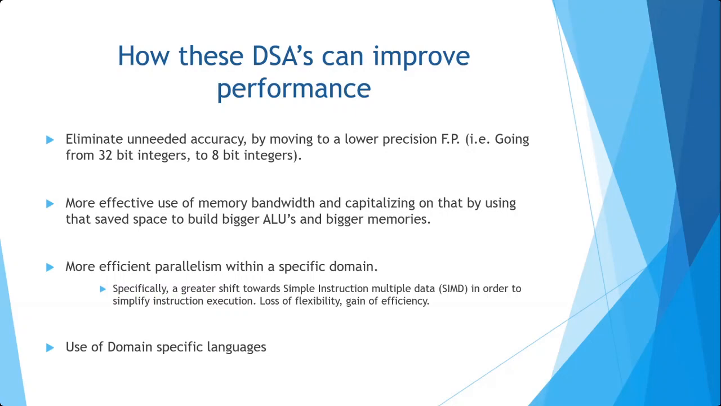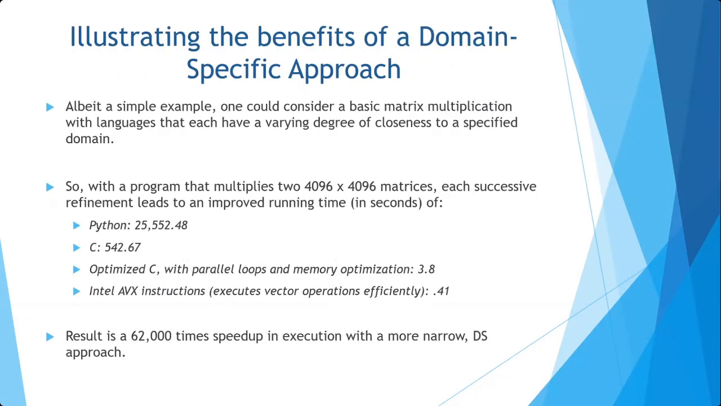And you're also able to use domain-specific languages, which are designed for the actual hardware itself. So instead of using something like Python or Java, you can use a super low-level domain-specific language to more efficiently execute code. To illustrate that in a little more detail, you could consider a basic matrix multiplication with languages that have a varying degree of closeness to a specified domain. This is a very popular example.